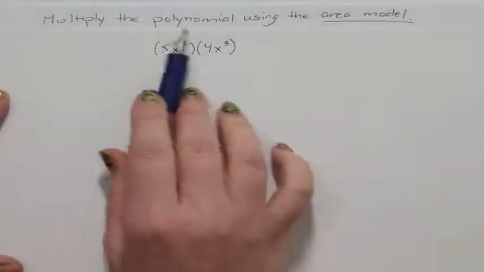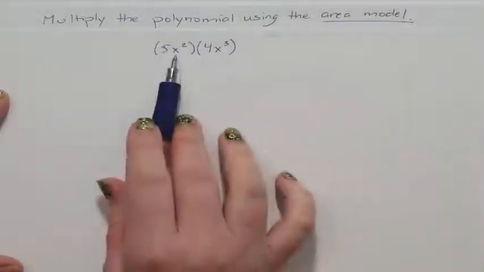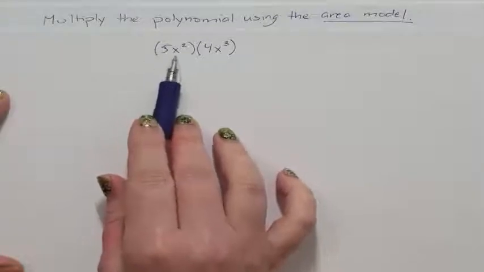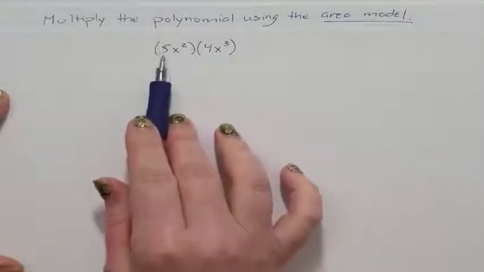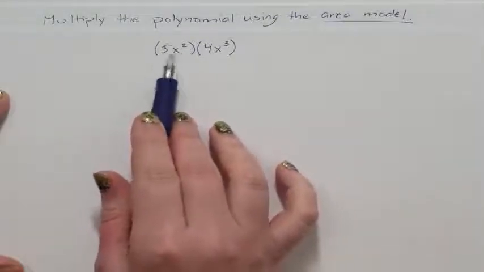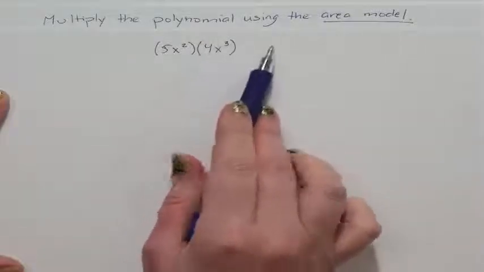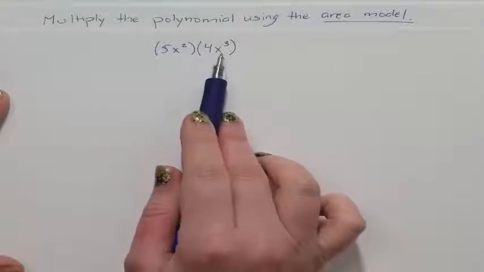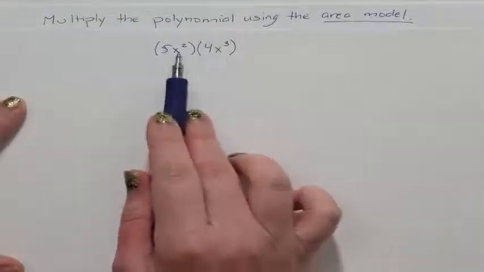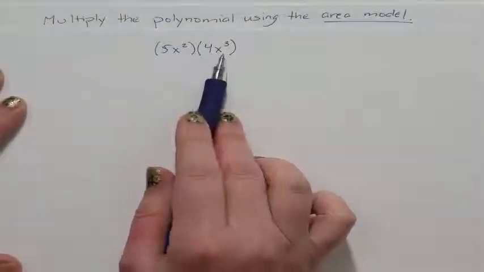So we are going to multiply the polynomial using the area model. And so I see that I have one polynomial, specifically actually a monomial, because it only has one term in it, being multiplied by another polynomial, which more specifically is actually a monomial, because it only has one term in it as well. So I have a one term being multiplied by another one term.